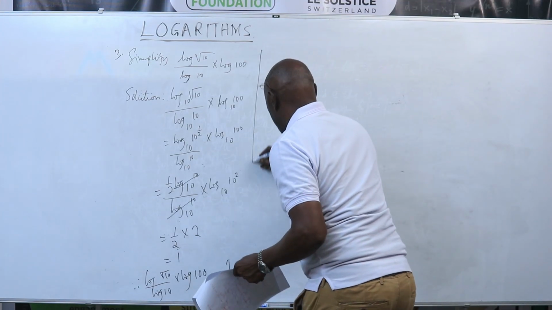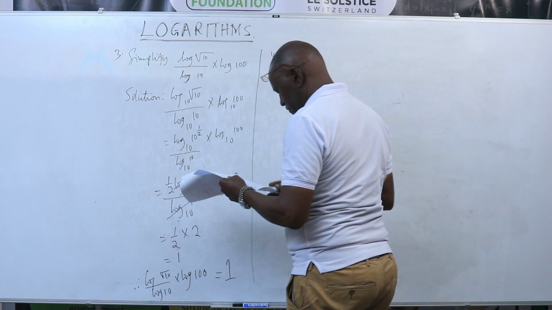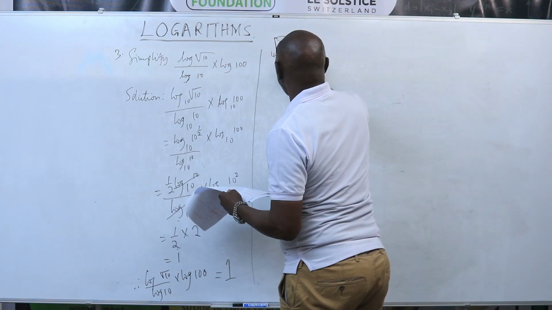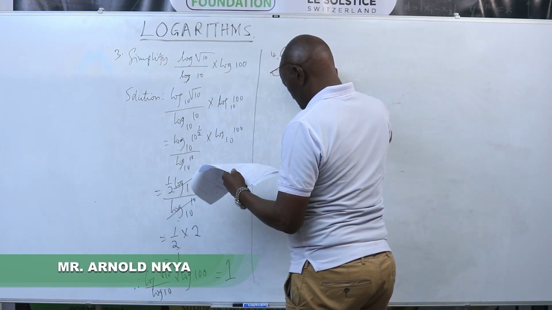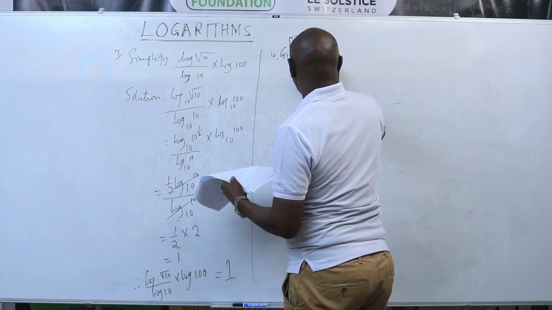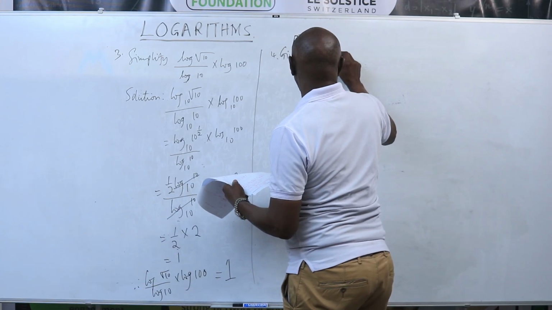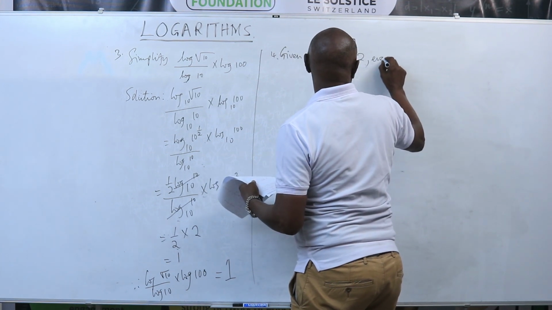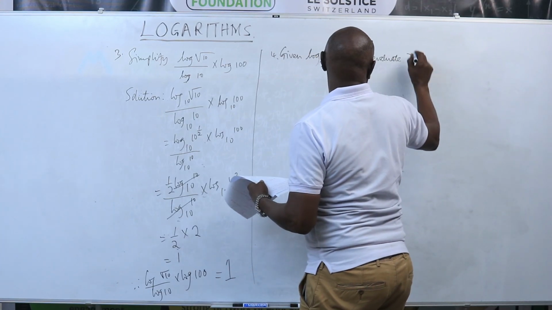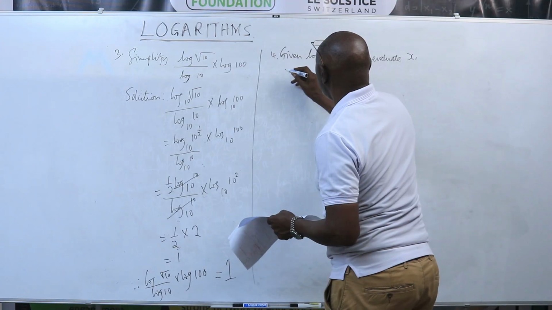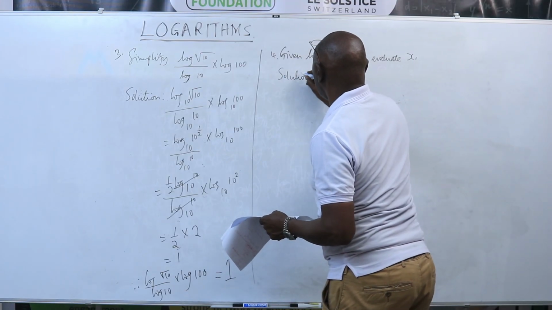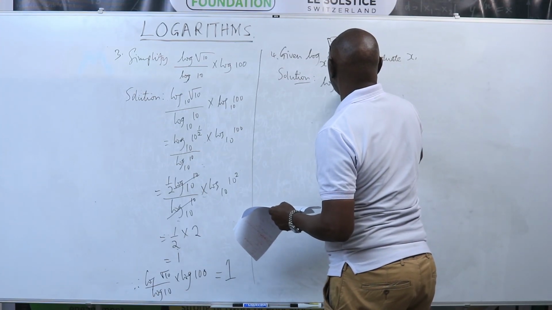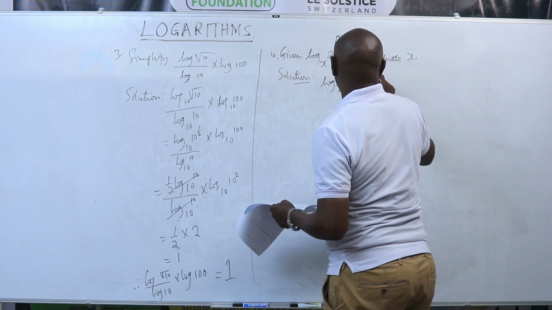Question number 4 can come here. You are told, given log 25 base x is equal to 2, evaluate x. Find the value of x. Solution. Log 25 base x is equal to 2.